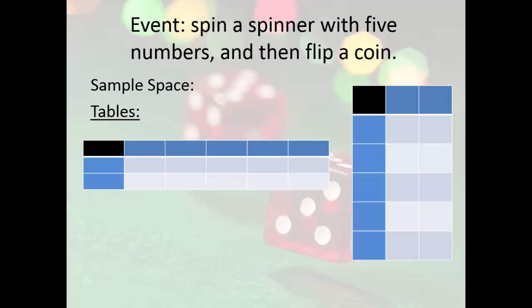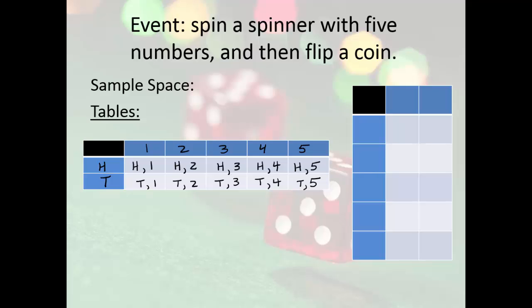Here's a different kind of experiment. Spin a spinner with 5 numbers, and then flip a coin. So we've got 5 outcomes for the first event and then 2 for the second one. So you can fill out your table like this and then combine those. And there's all your sample space.